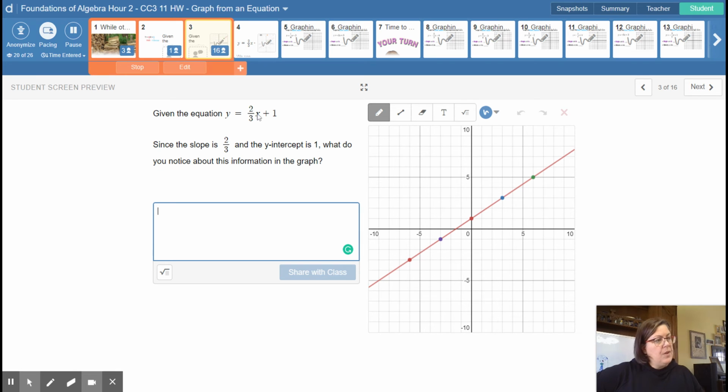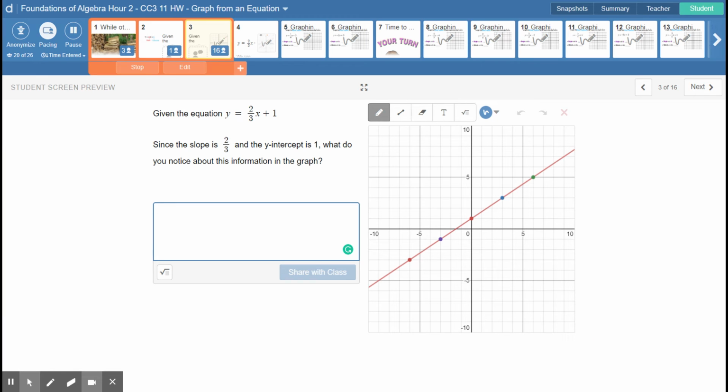Write down an observation that you see about this equation and comparing it to the graph. Somebody put their hand up and I'm not seeing it. Okay, got it. Thank you, Bryant, for letting me know. I just want to make sure I wasn't missing it.